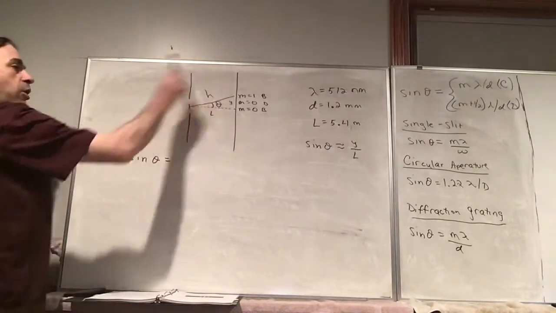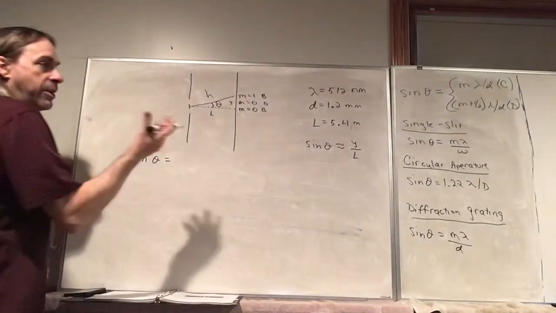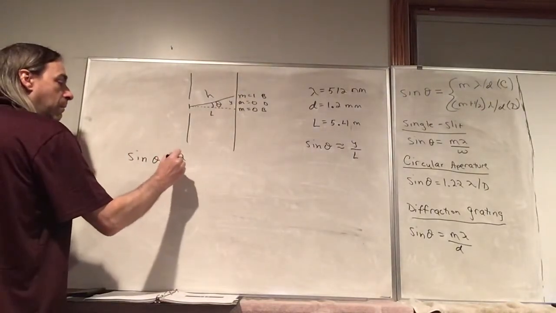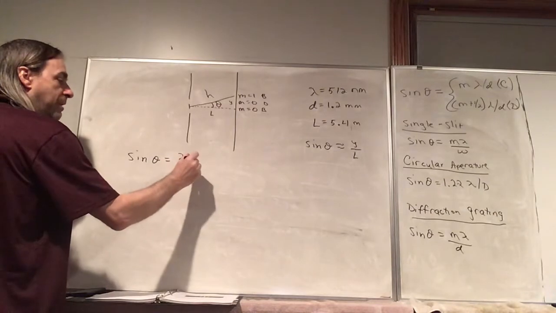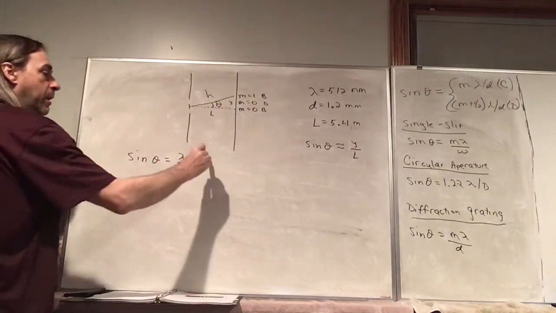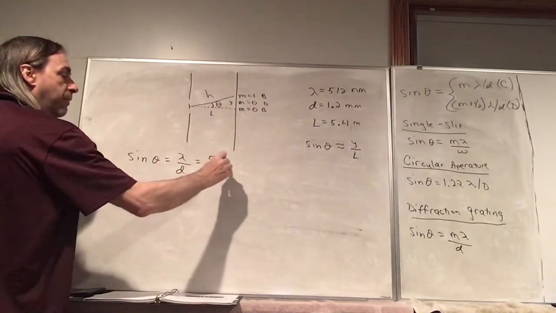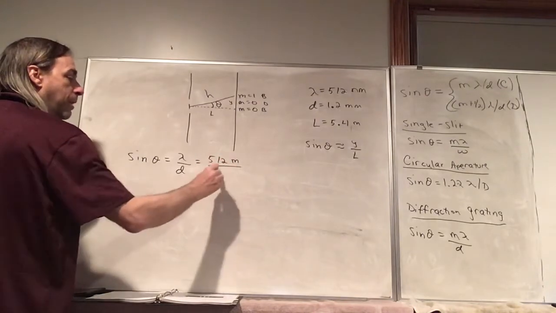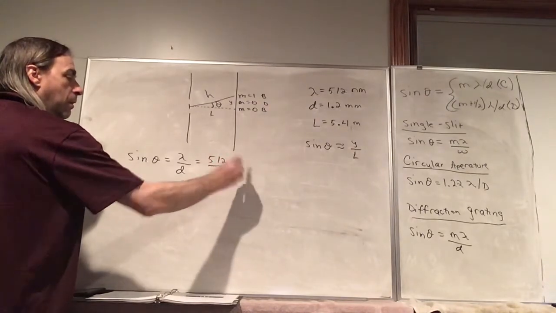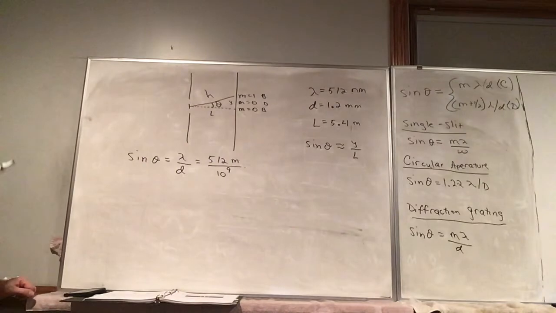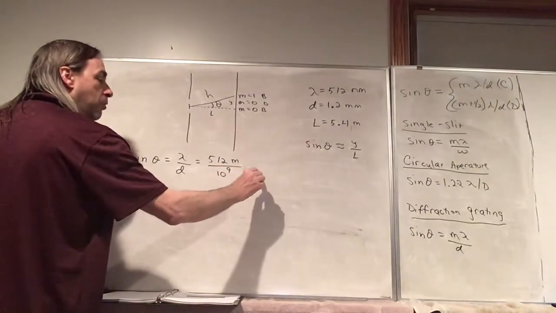So we're looking at the first bright fringe, so it's constructive interference. So we just have lambda over d. So it'll be 512 nanometers over 10 to the 9th. And then we divide by 1.2 millimeters.